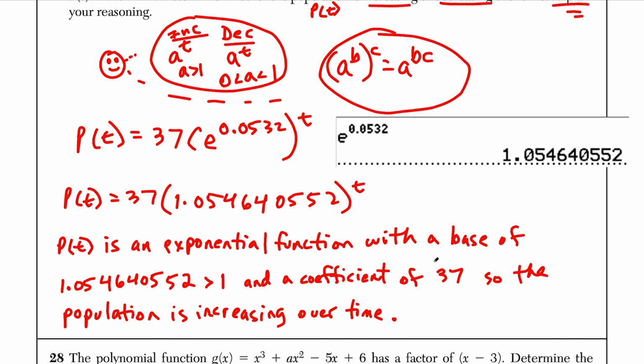Now, one small detail, I mentioned the coefficient of 37 just to be a little extra technical here, because if we had a negative 37 in front, then that would reflect this graph over the x-axis, and this would just keep decreasing. But since we're in a real-world context here where we're talking about the population of bacteria, it's kind of implied, but once again, I would just like to include this to be safe so that we're extra precise, and this would get us 2 out of 2.